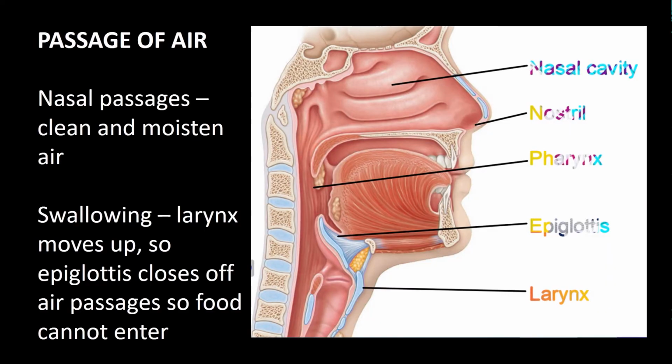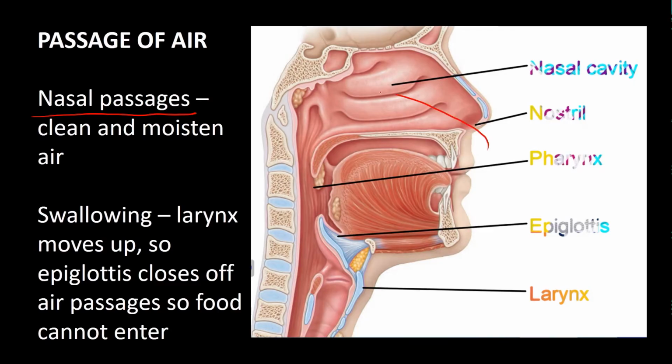First of all, we have the nasal passages, and the nasal passages clean, warm and moisten the air, so when it gets to the lungs, it's nice and moist. So the air goes in there. Then it goes through your pharynx, and at the bottom of the pharynx, two passages separate. There's the esophagus and the larynx, or the air passages.